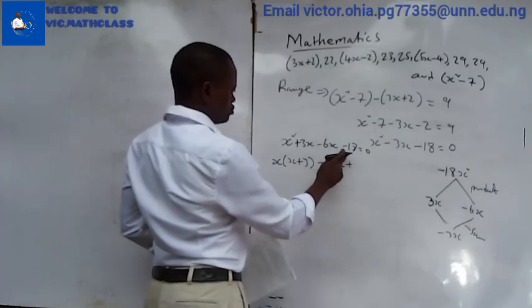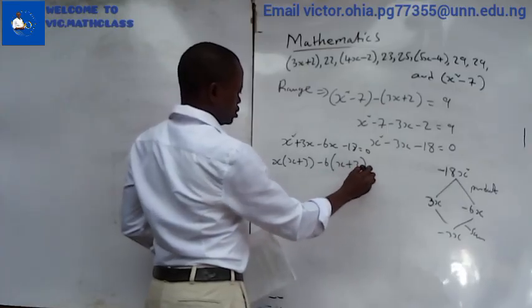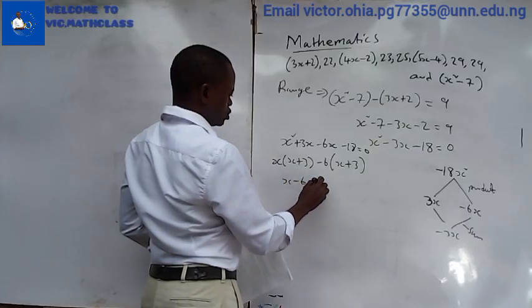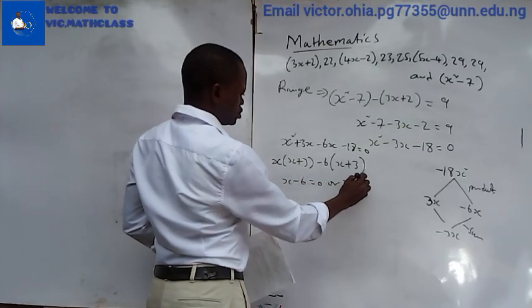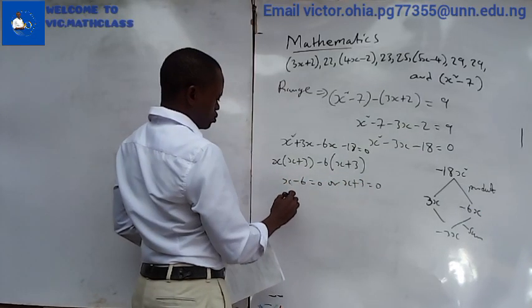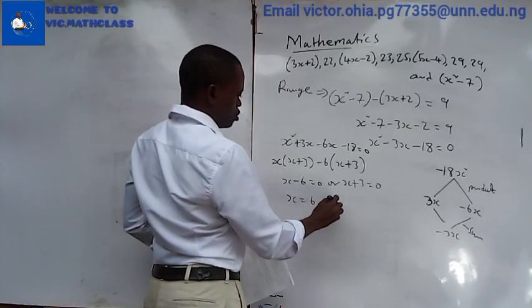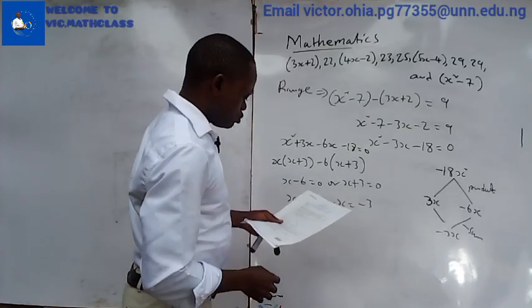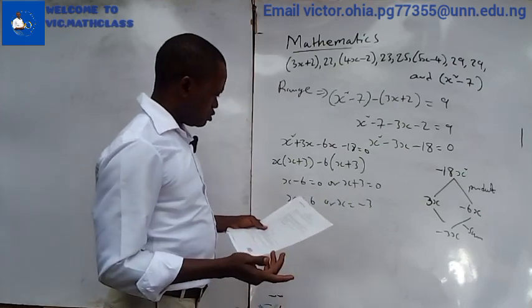Minus into plus will give us minus. So this is 3. So the ones outside the bracket: x minus 6 equals 0, or x plus 3 equals 0. So we have that x is equal to 6, or x is equal to minus 3. But let's check what the information is saying, whether x can be minus.